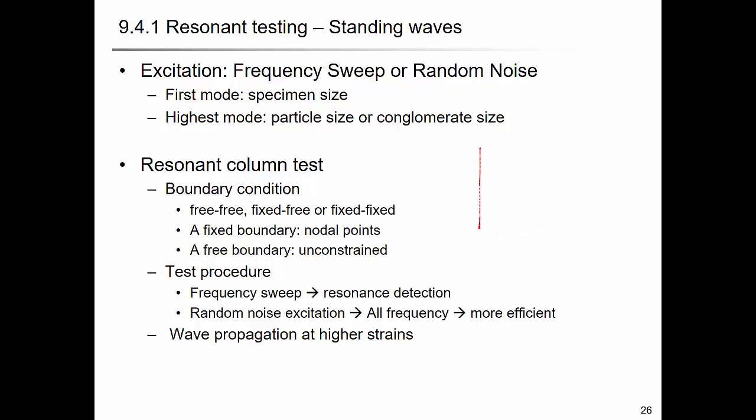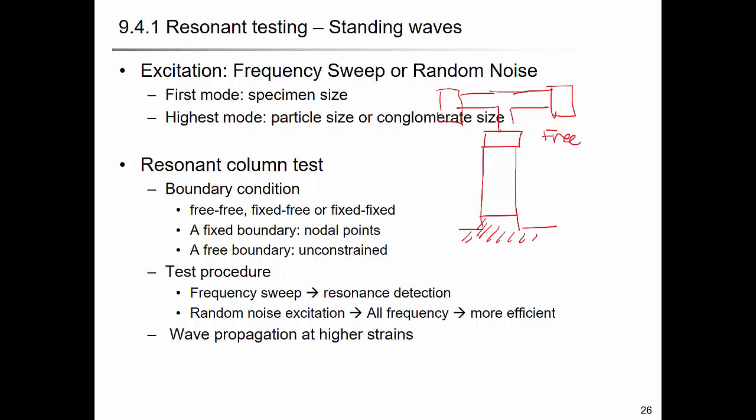And in the resonant column test, you can have different boundary conditions. In this case, the typical Stokes type resonant column test, you have the magnet and coil driving system. Here is a free boundary at the top, but at the bottom it's connected with the bottom platen, so it's a fixed boundary.